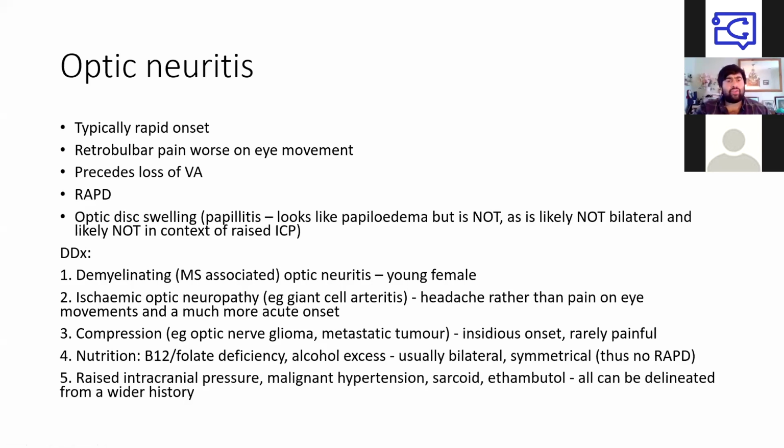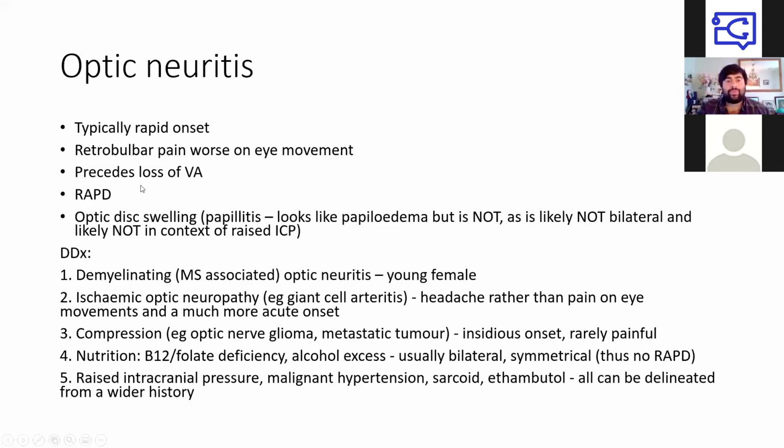So I've not actually talked about RAPD in this lecture. I think it's very, very important that you know what that looks like. And it's actually a very easy sign to elicit. You just swing the torch from eye to eye, and instead of constricting, one of the pupils will dilate. So please, please YouTube RAPDs so you know what they look like. It's a very important ophthalmic sign. And if you see an RAPD, you need to be thinking about optic nerve disease, either optic neuritis or, for example, a retinal detachment or a retinal artery occlusion. So you need to be thinking about these causes.